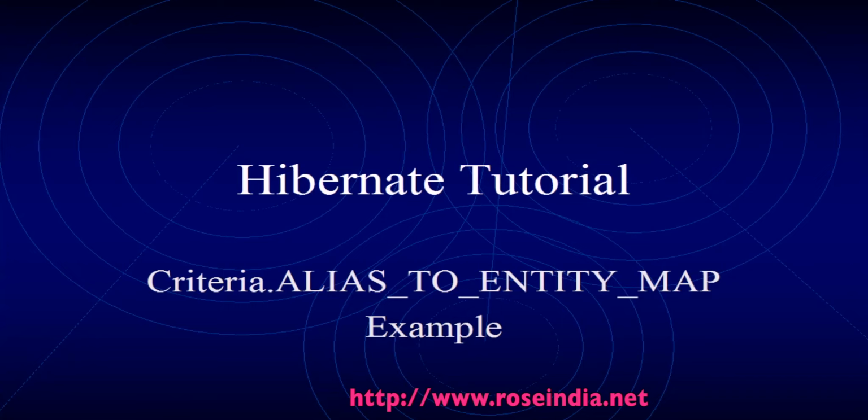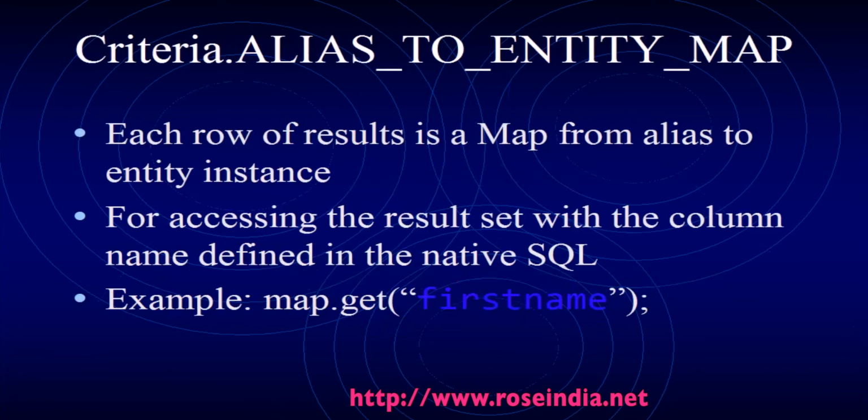Hibernate tutorial. In this tutorial, I will teach you how you can use the criteria.alias to entity map with the example code. So, usually Hibernate returns the entity object and developers are actually accessing the setters and getters of the entity object.